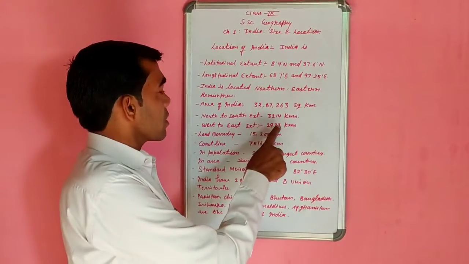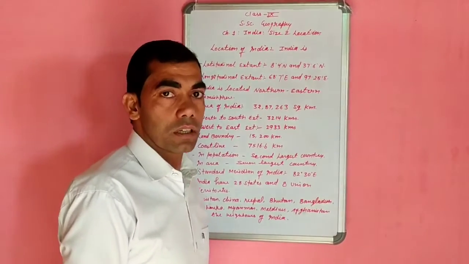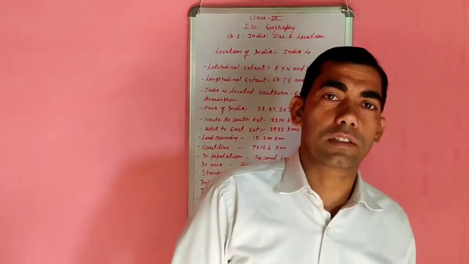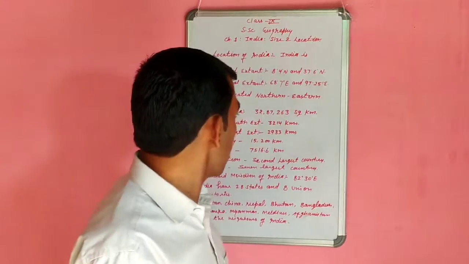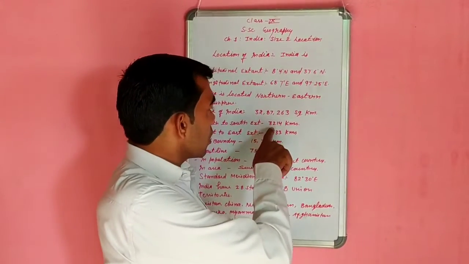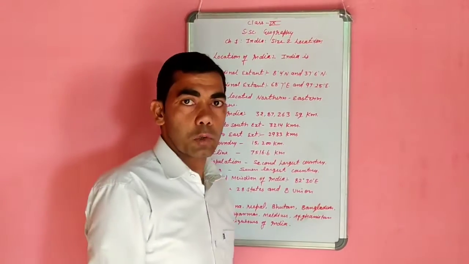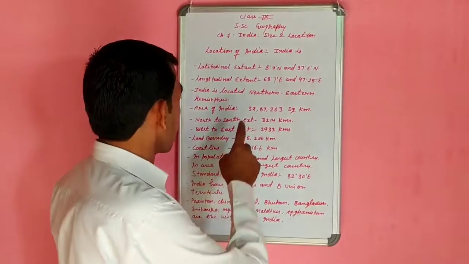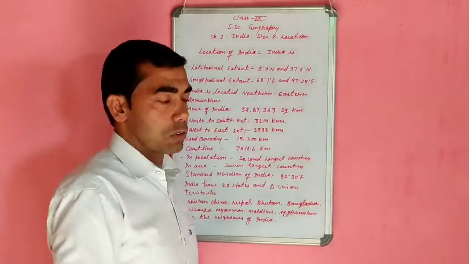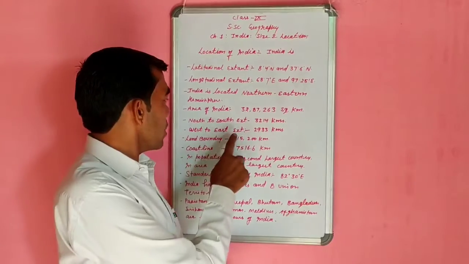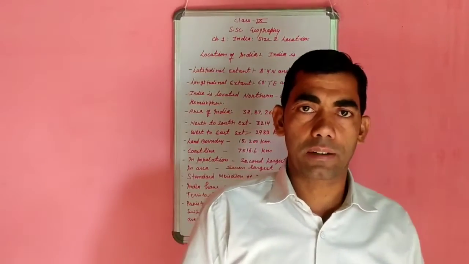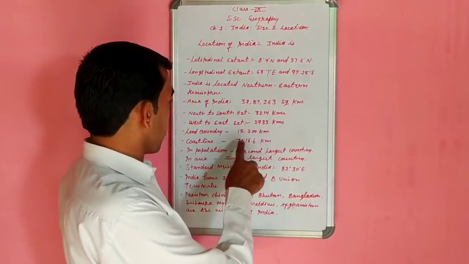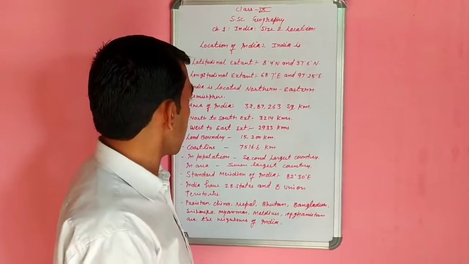North to south extension means India from the Himalaya mountains to Kanyakumari in Kerala. It has a total extension of 3,214 kilometers from north to south. Next, west to east extension of India is 2,933 kilometers. It is the total extension of India from west to east.